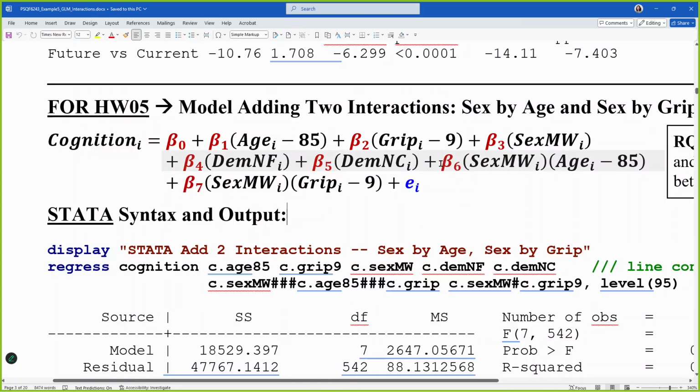The difference in the slope of age for women is going to be given by beta 6. Likewise, is the effect of grip different for women than men? How different it is for women is going to be given by this beta 7 term. So the interactions always tell you about differences between slopes. They do not tell you what the slope is going to be in the alternative group. That's an easy thing to get confused.